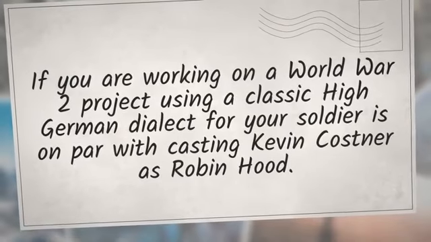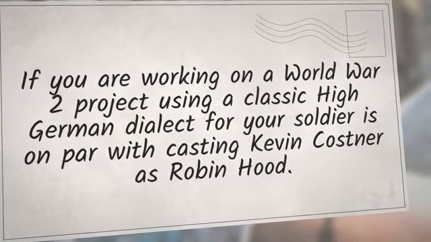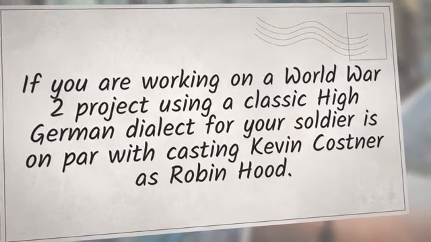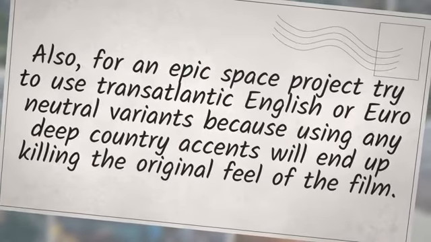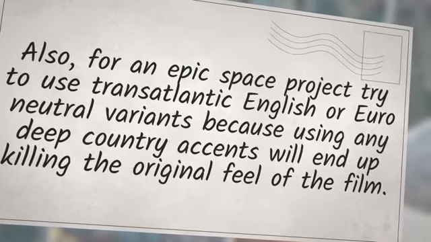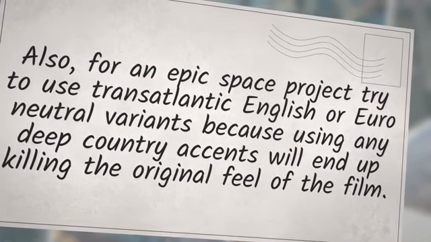If you are working on a World War II project, using a classic High German dialect for your soldier is on par with casting Kevin Costner as Robin Hood. Be sure to not do that. Also, for an epic space project, try to use transatlantic English or Euro-neutral variants, because using any deep country accents will end up killing the original feel of the film.